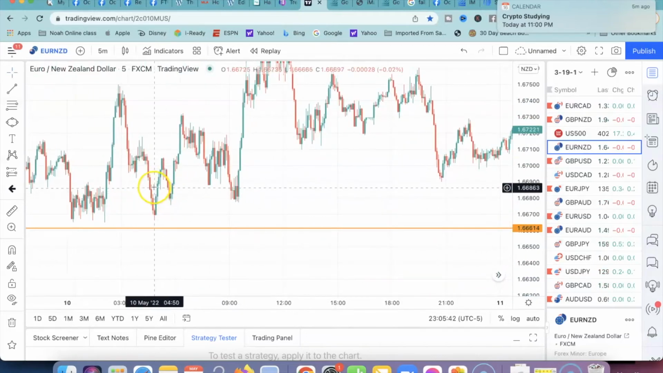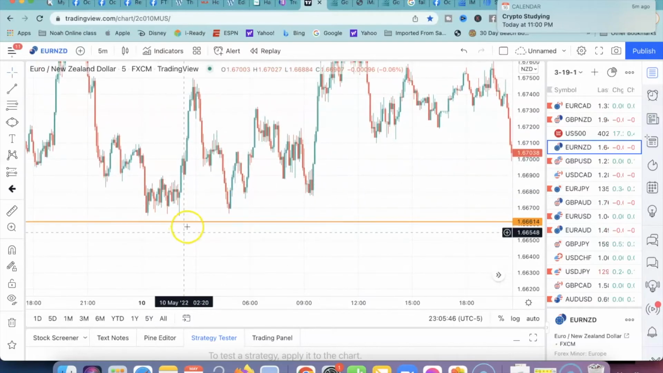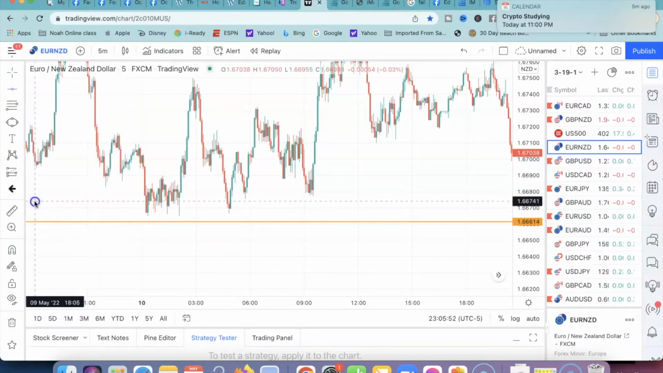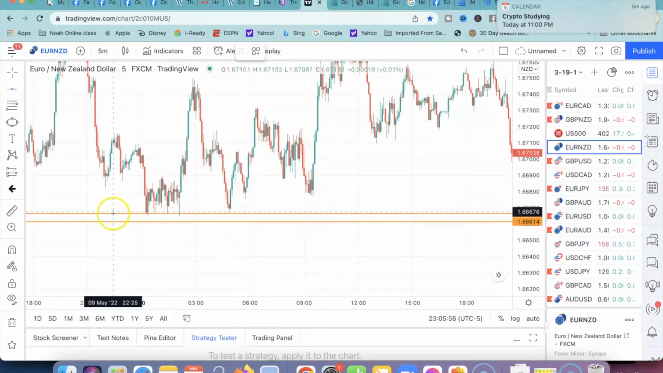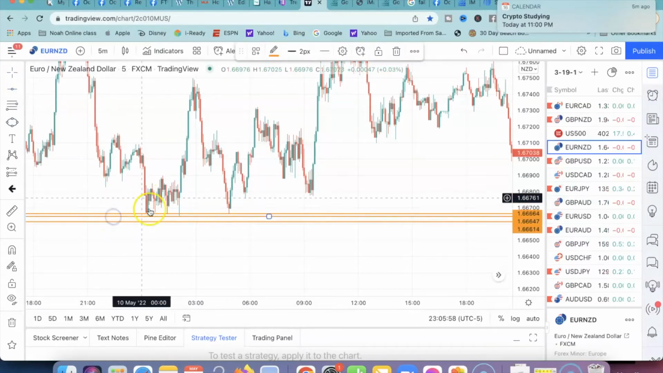Okay, you look right here, guys. This is some perfect, look at this consolidation right here. This is on the 5-minute chart, okay? And I'm doing this on, this is some beautiful market structure right here. This is on Euro NZD. So support level right here.